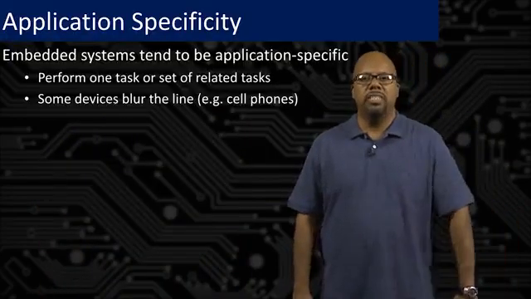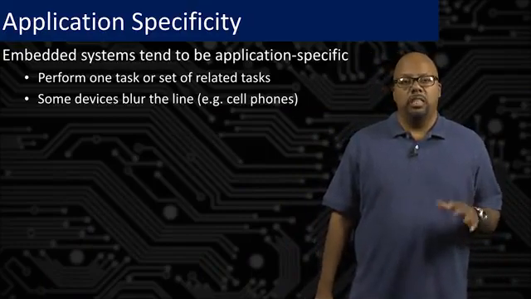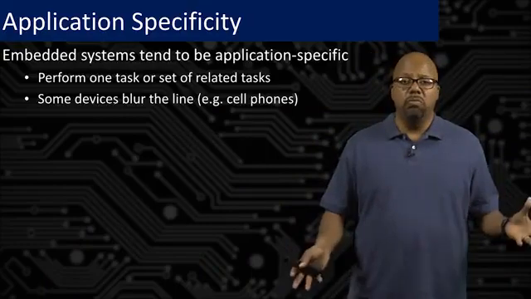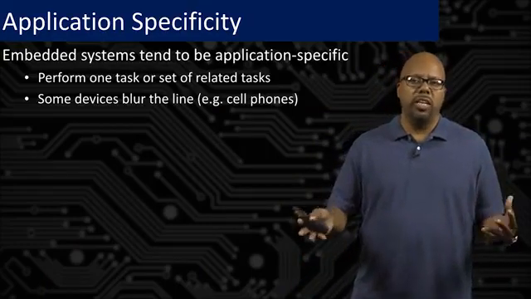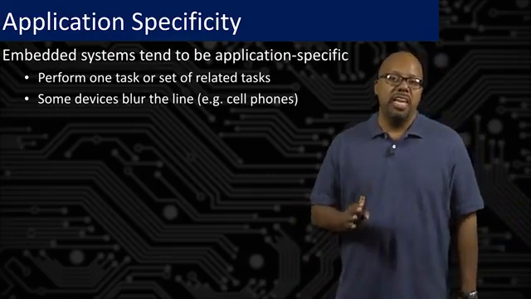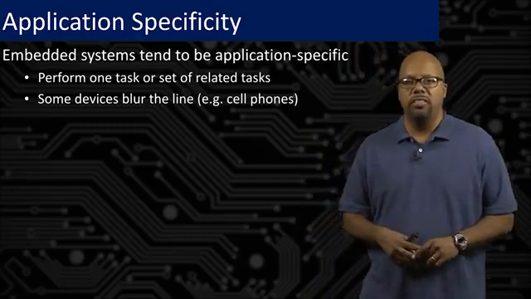Okay, so application specificity. Embedded devices are generally application specific. Unlike desktop, laptop computers, which can run any type of program or are pretty good at doing any type of program, embedded systems are made to do one thing or one related set of things. And we already talked about this with IoT devices.